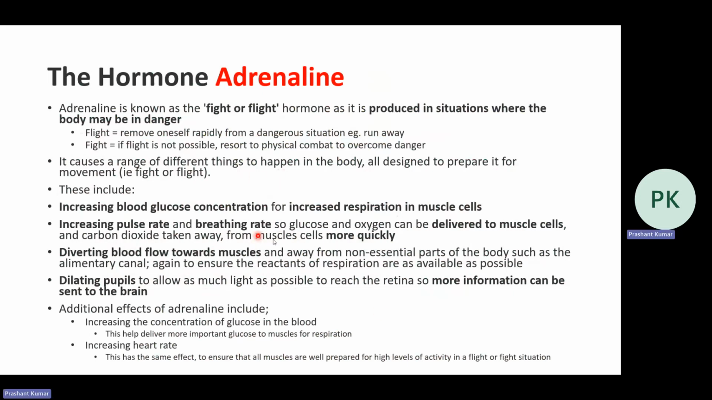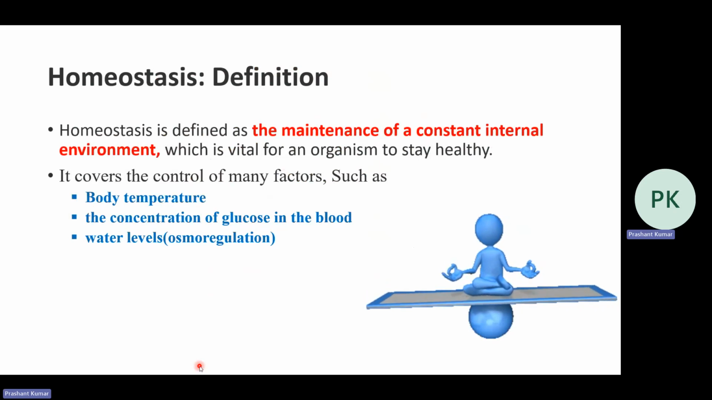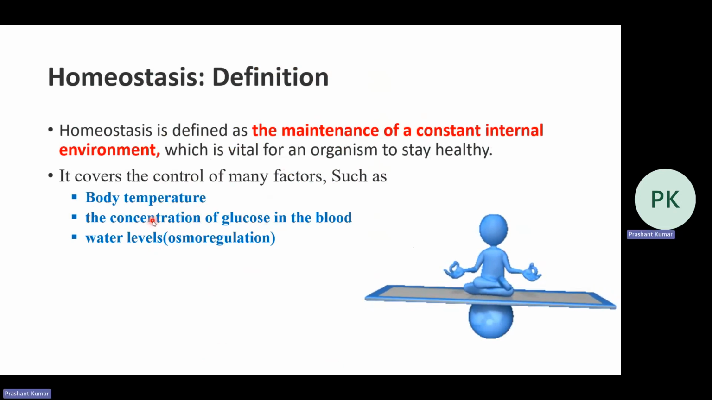Apart from this, which is a very common example, what does adrenaline do? It increases the concentration of glucose and also increases the heart rate. When it comes to homeostasis, right? Homeostasis means how we are maintaining a constant internal condition, which is very vital for the organism to stay healthy. There are a few examples here in which homeostasis is maintained: body temperature, water level in the body, and concentration of sugar in the blood.